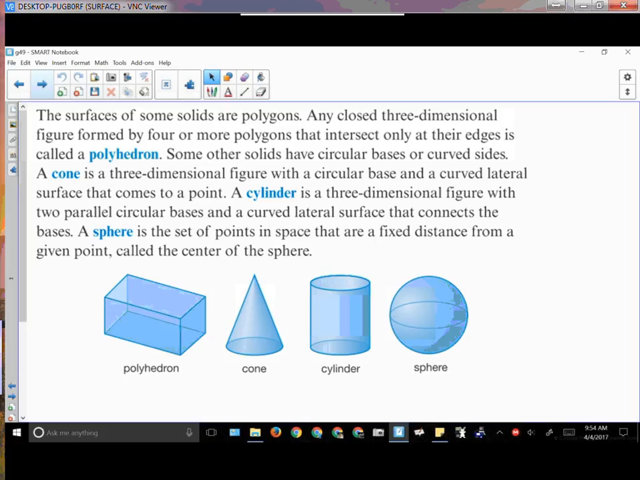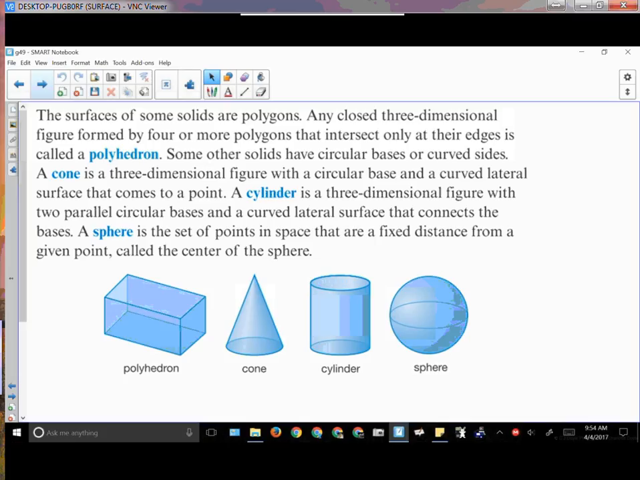Now, first one is called a polyhedron. You'd probably call it a box. Next one is a cone, which you'd still call a cone. Cylinder, can, or a pipe. Tube. Sphere would just simply be a ball. You know what these things are.